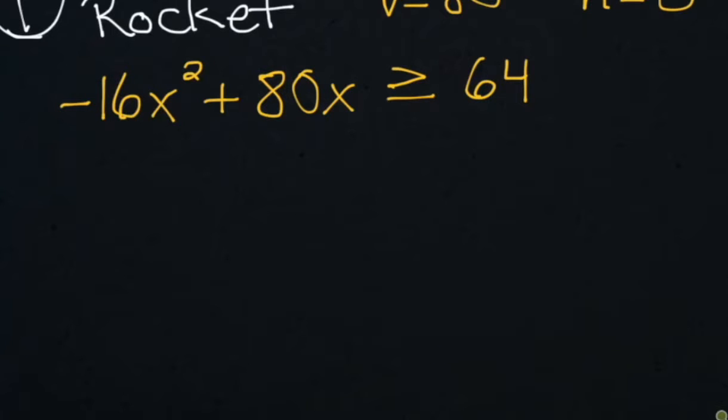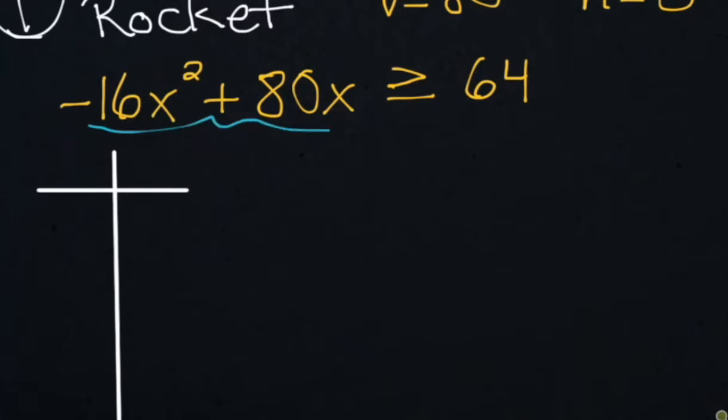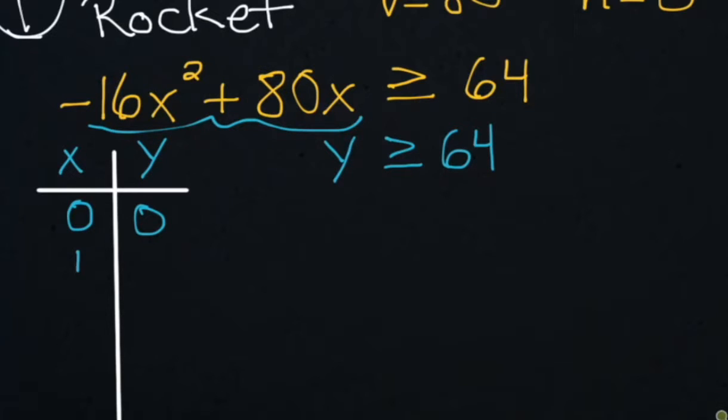Now I'm going to look in my table. In my table, remember I'm plugging in the left side of my equation for y, and I want to find out where it is greater than or equal to 64. Let's write down some of the values. Well, 0, it's on the ground at 0. 1, oh, there's my 64. 2 is at 96. 3 is at 96. And 4 is at 64. 5 is back at 0.